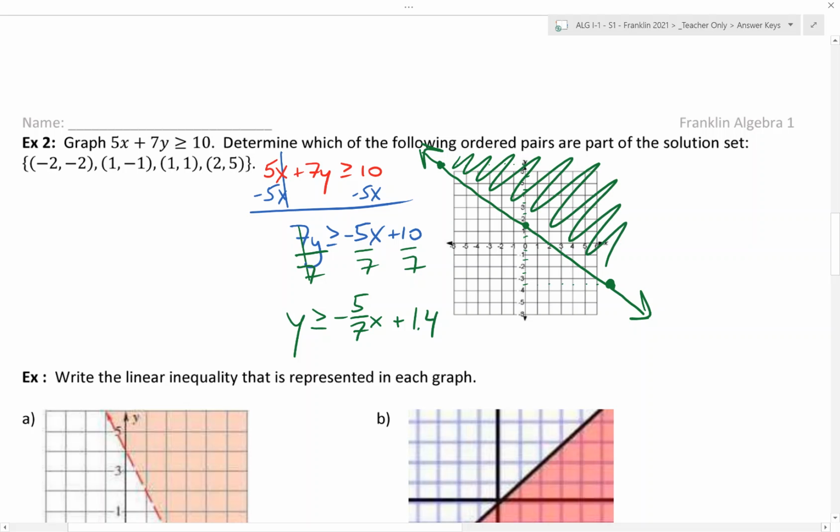So now we have to determine which of these points are solutions. Well, negative 2 is down here. And that is not in the shaded region, so nope. 1, negative 1 is here. And that's not either, so that's not a solution. 1, 1 looks like it just made the cut. That is inside the shaded area. And 2, 5 up here, that makes it as well. So these two are solutions. So it's all the points that are in the shaded region.